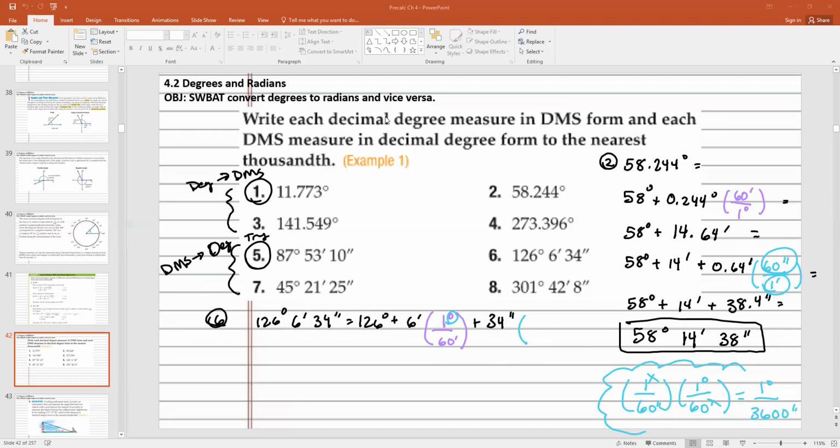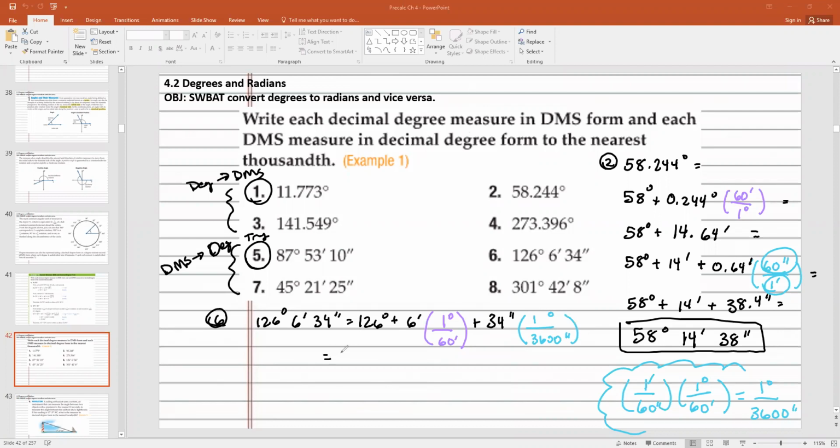Let's get rid of that. Looks like an X. I didn't want it to look like an X. I'm just crossing it out. Okay, so that's where this is coming from. So it's not going to be 1 over 60. It's going to be 1 over 3600, 1 over 3600 seconds.